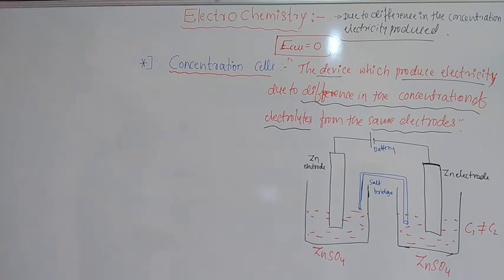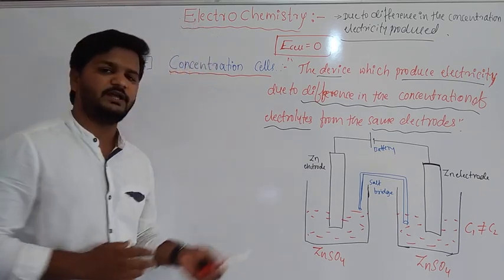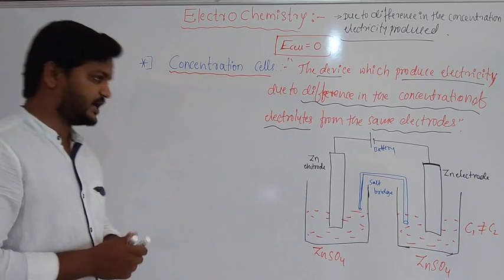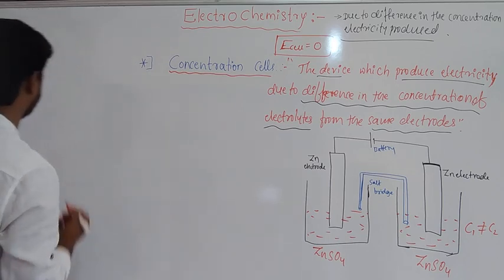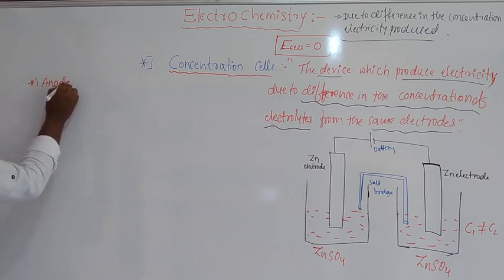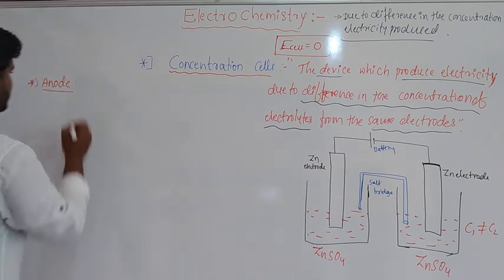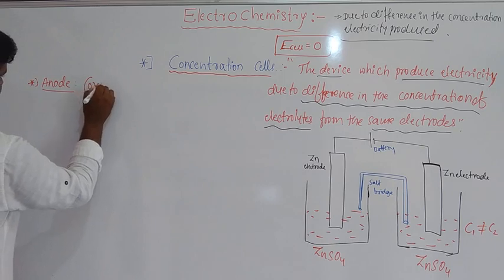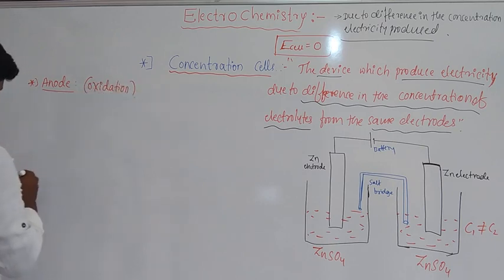Now students, here two reactions take place. One is the anodic reaction and the other one is the cathodic reaction. First, I am going to write the anodic reaction. In the anode, which reaction takes place? In the anode, the oxidation reaction takes place.